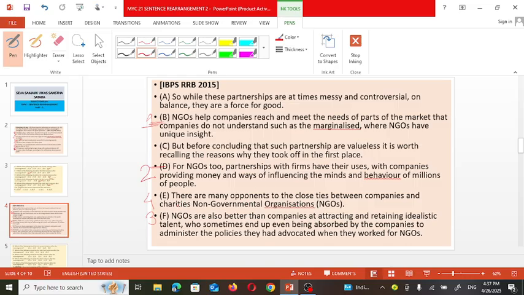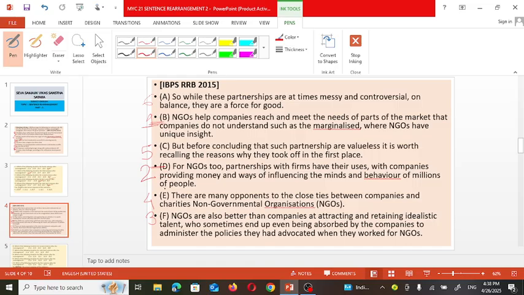After that, which can be the fifth statement after E? To support this statement, the C option is there. But before concluding that such partnerships are valueless, it is worth recalling the reason why they took off in the first place. And the last, sixth statement will be this A statement. While these partnerships are at times messy and controversial, on balance, they are a force for good.